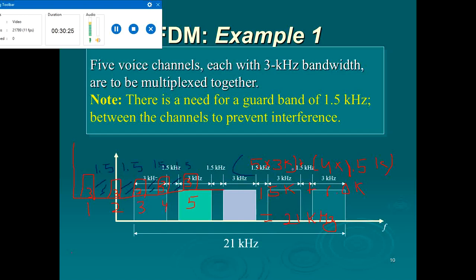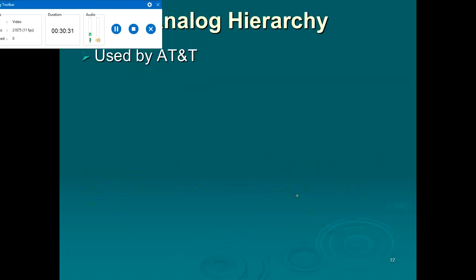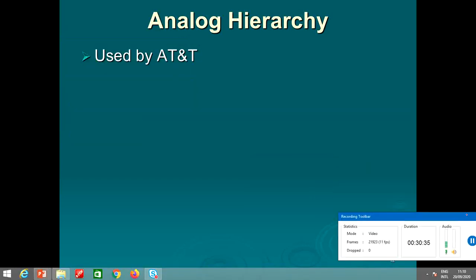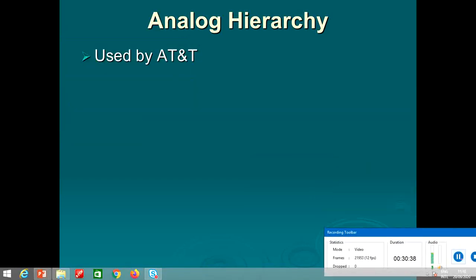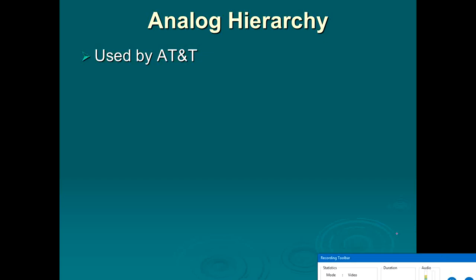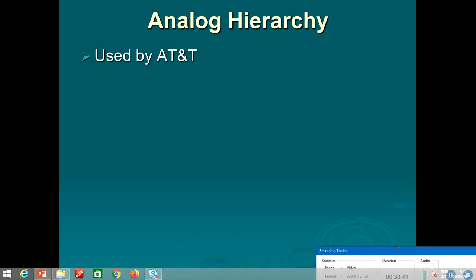Let's check. If you see the diagram given over here, you can check from here how to draw it. Okay, now let's talk about analog signals hierarchy. So let's talk about analog signal hierarchy in this slide.